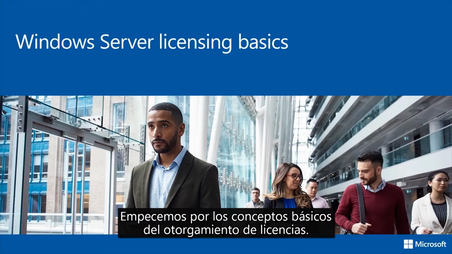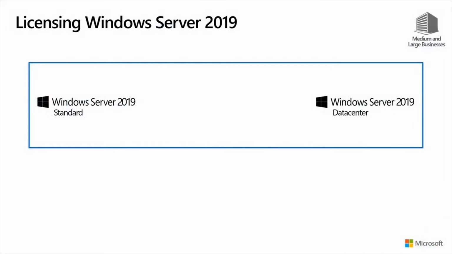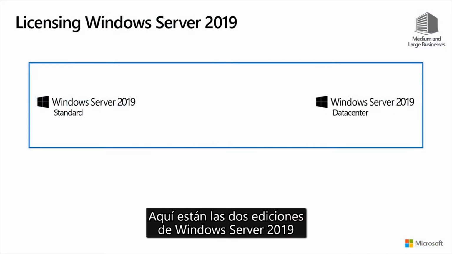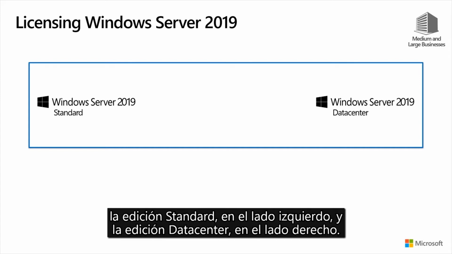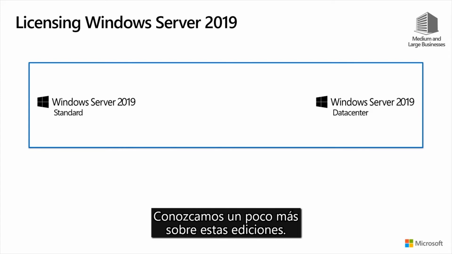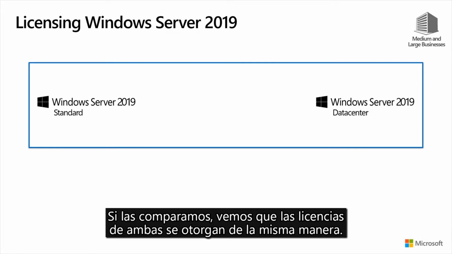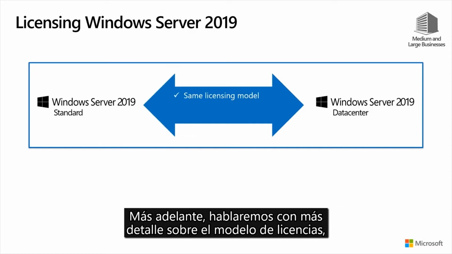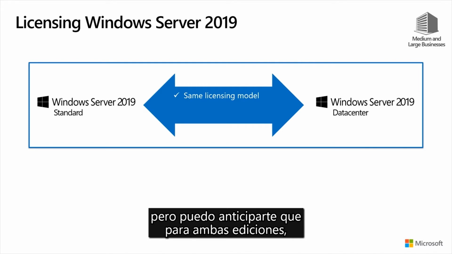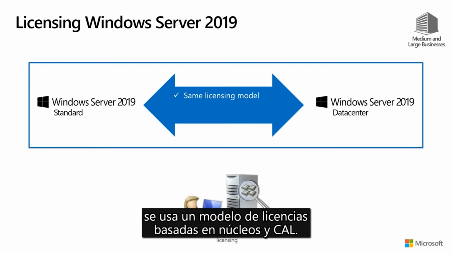So let's get started with the licensing basics. Here are the two editions of Windows Server 2019 that medium and large businesses will deploy. Standard Edition on the left and Data Center Edition on the right. Let's find out a bit more detail on these editions. If we compare them, we'll see that the licensing of the two editions is exactly the same. Now, of course, we'll get more detail on the licensing model as we go through this session, but I can tell you at this stage that it's a core-based and CAL licensing model that's used for both editions.